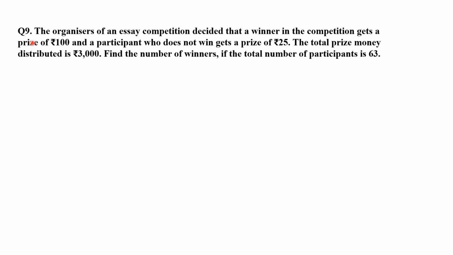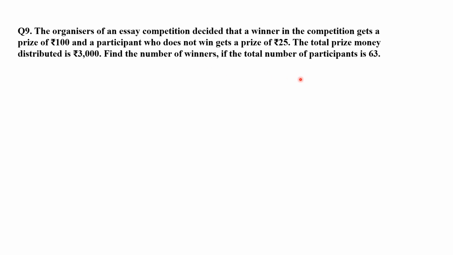Question number 9. The organizers of an essay competition decided that a winner in the competition gets a prize of 100 rupees and a participant who does not win gets a prize of 25 rupees. So it's good, no? If someone does not win also, they are getting some prize. The total prize money distributed is 3000 rupees. Find the number of winners if the total number of participants is 63.